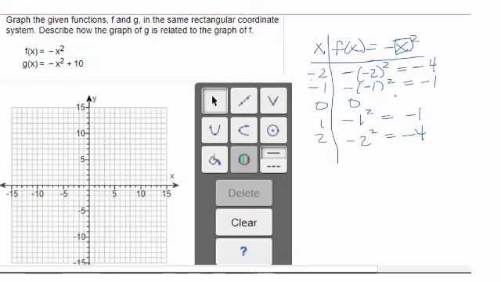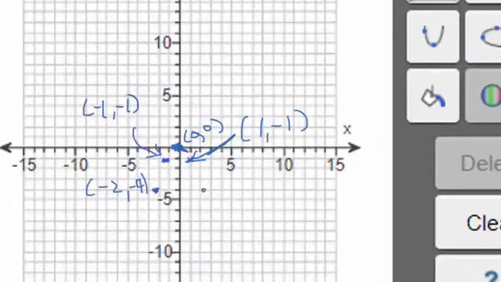So plotting those points, I always like to start with the 0. 0, 0. All right, and then we have negative 1, negative 1 would be about here, and 1, negative 1 would be over here. And then we also have negative 2, negative 4 would be here, and 2, negative 4. So connecting the dots, it looks something like this.